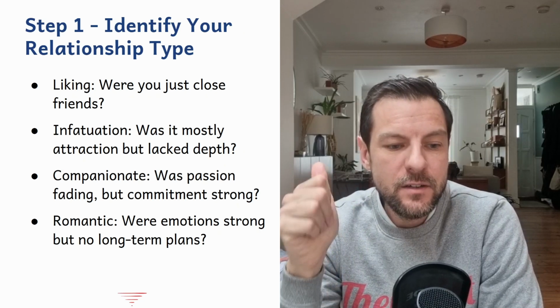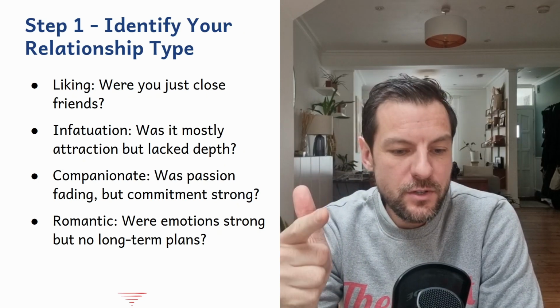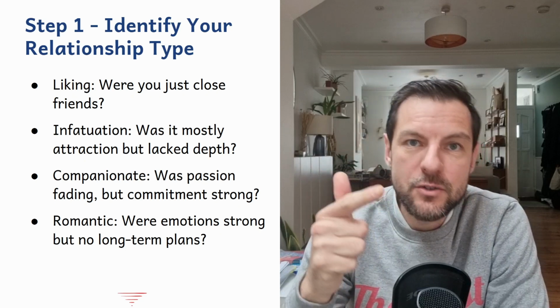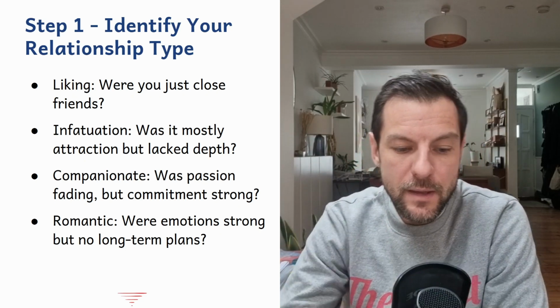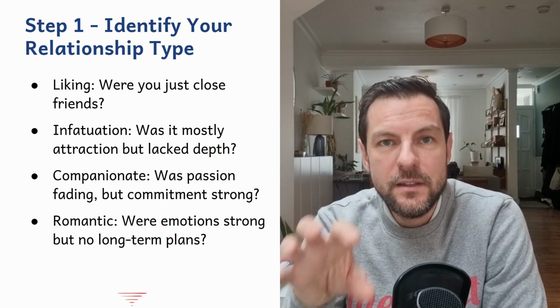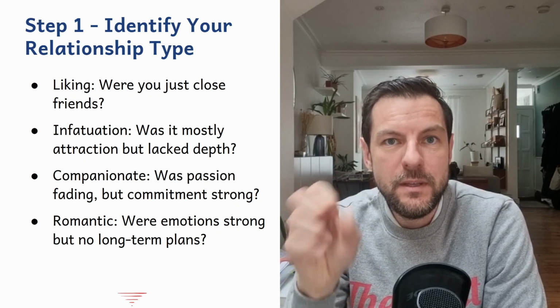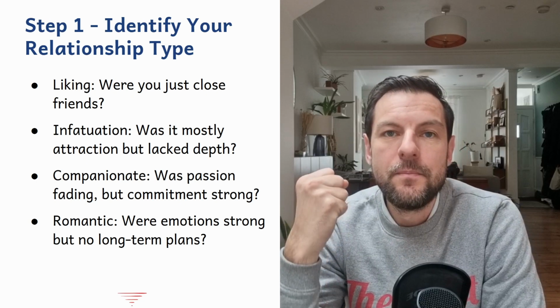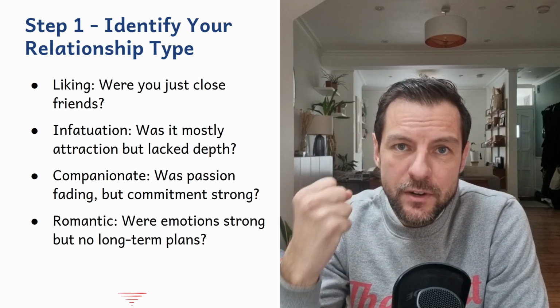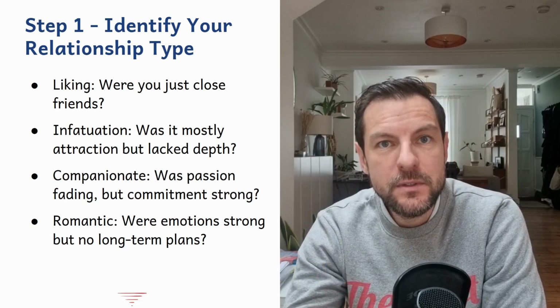So if it's liking, if you're just friends, if it's infatuation, was it only about attraction? Figure out what's missing and how you can work on those things. For example, if it's romantic, and I think my audience, or you, might be falling into this category: strong emotions, very deep intimacy, but the commitment is lacking.